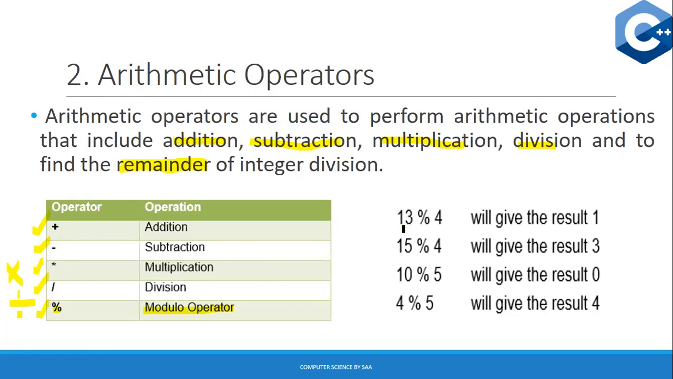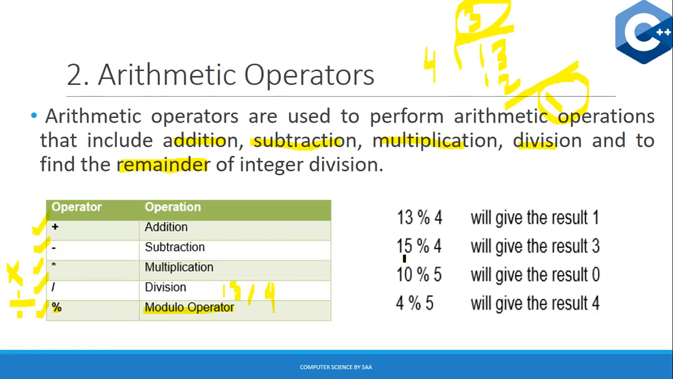For example, if we divide 13 by 4, we will get the result 1. How will we get this result? If you divide 13 by 4, 4 times 3 is 12, and what will be the remainder? That is 1. So when we use the modulus operator, it returns the value which is remaining. But when we use the division operator and write 13 divided by 4, we will get the quotient. So the remainder or modulus operator gives the remaining value which is left over after performing the division.